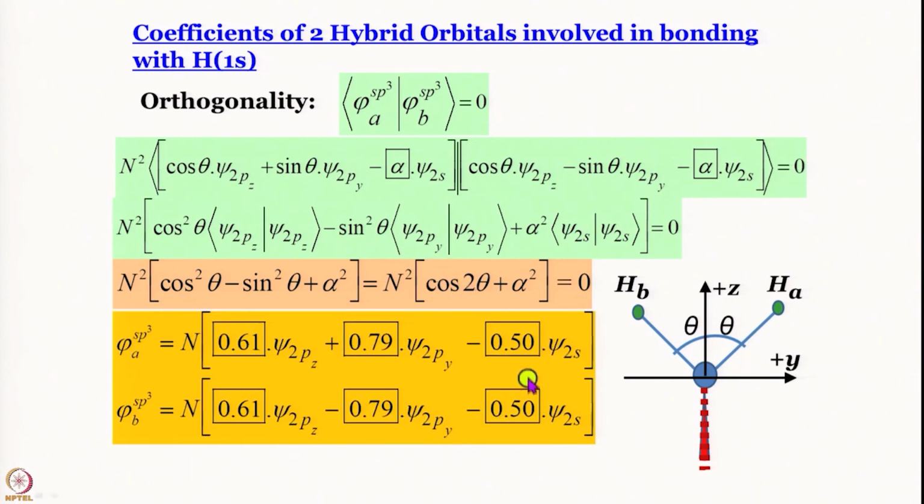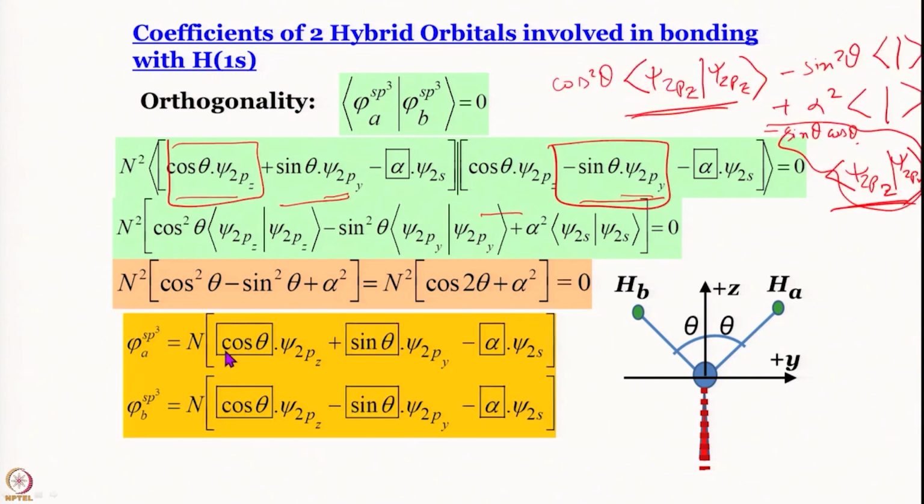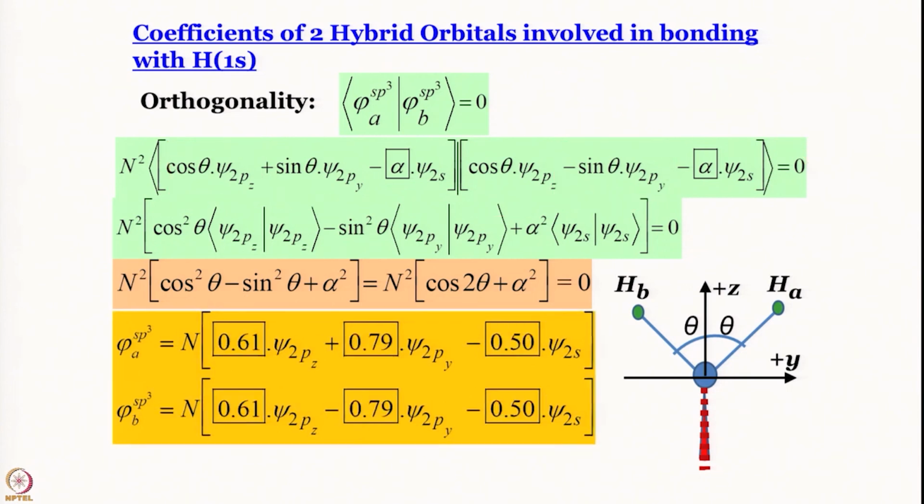Alpha turns out to be 0.5, and we take the plus root because we have written the minus sign already. When you use the values of sin theta and cos theta, remember what theta is? 2 theta is 104.5 degrees. So, theta is simply 52.25 degrees. So, cosine and sine of 52.25 degrees are 0.61 and 0.79 respectively, we have got this.